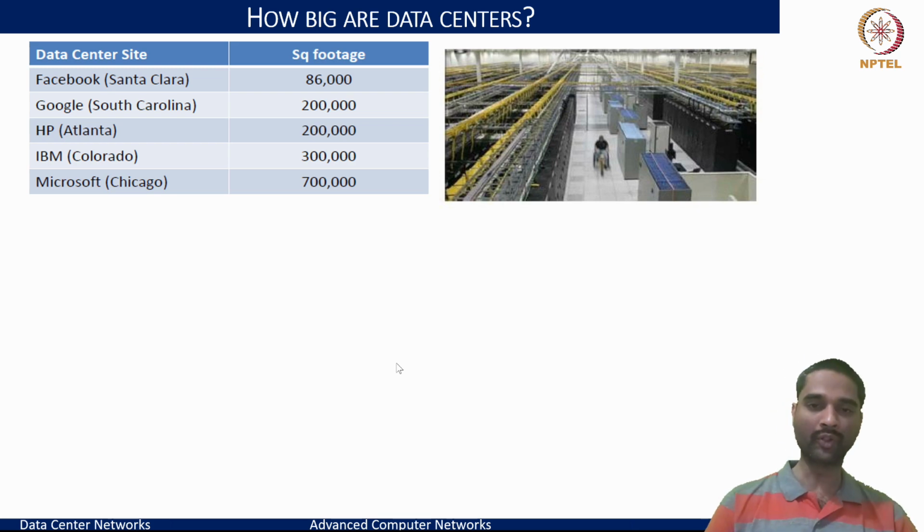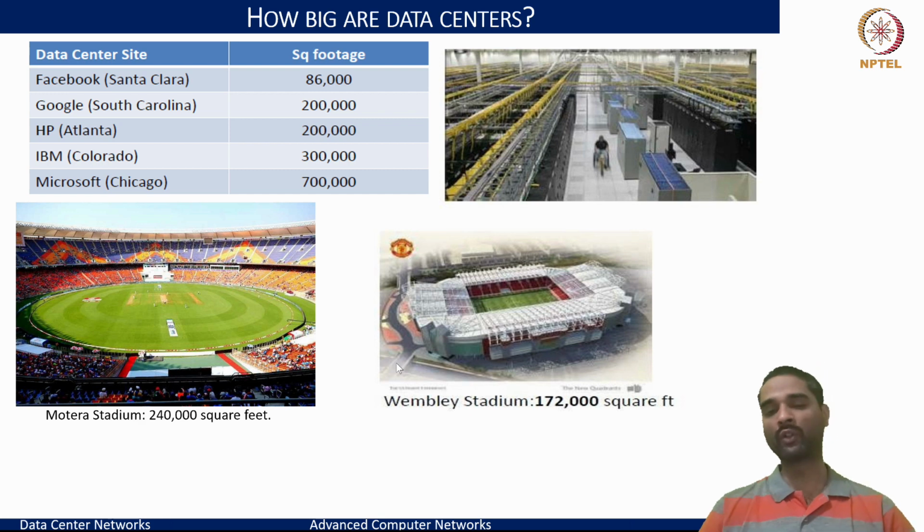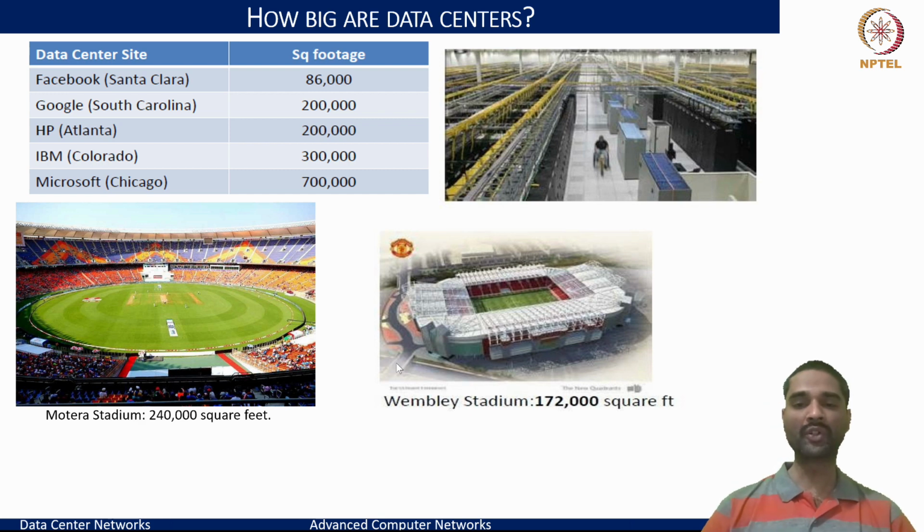If we have to put this in perspective, in India, the recent cricket match that happened at the Ahmedabad Modi Stadium, that's around 240,000 square feet. When we say the data center of HP is 200,000 square feet, it's as big as this stadium. Or if you're a football fan, the Wembley Stadium is like 172,000 square feet. And these data centers that we are speaking of are in fact much bigger.